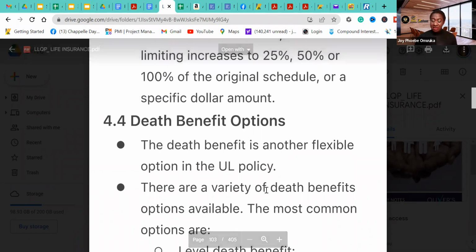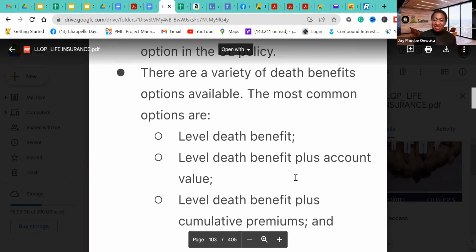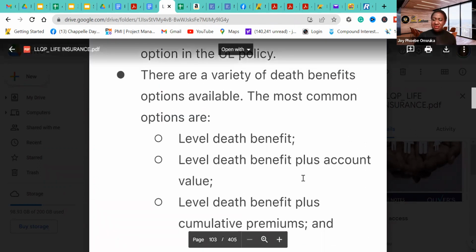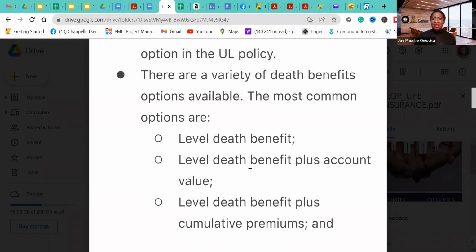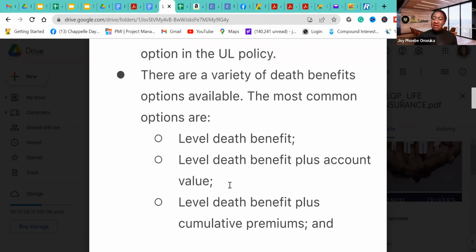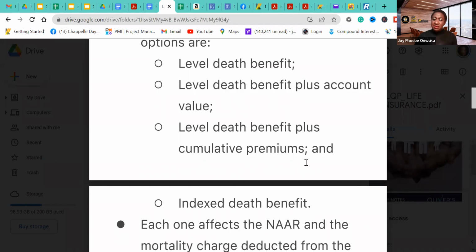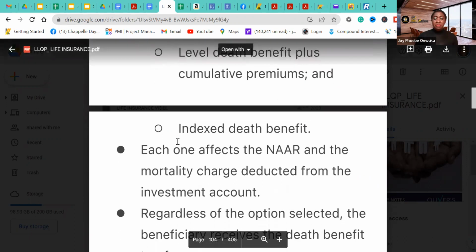Now, we are moving on to death benefit options, the different ways that the death benefits are paid. Now we have level death benefit, increasing death benefit. Do we even have any other one? There are a variety of death benefit options available. The most common ones are level death benefit plus account value, level death benefit plus cumulative premium, and also index benefit. Index benefits, do we have that one in Canada? That should be IUL, right? Anyways, we'll see. So they are giving us four here.